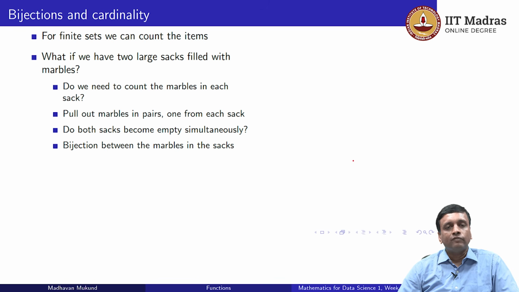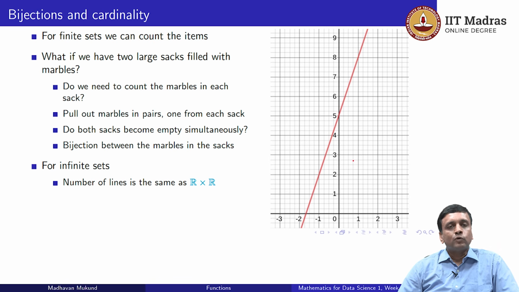If on the other hand we find that one sack is empty and the other sack is not empty, this means that up to this point we pulled out an equal number of marbles from both sacks, and now one sack has extra marbles, so they were not equal. In this way, establishing a bijection is equivalent to saying that two sets have the same cardinality. For finite sets this is a convenience, but for infinite sets this is the only way to establish that the cardinality is the same. So for instance, supposing we want to know whether the number of lines that we can draw is the same as the number of points on this plane R cross R.